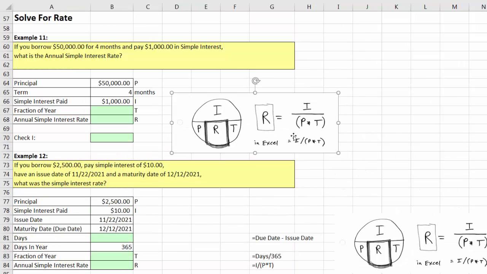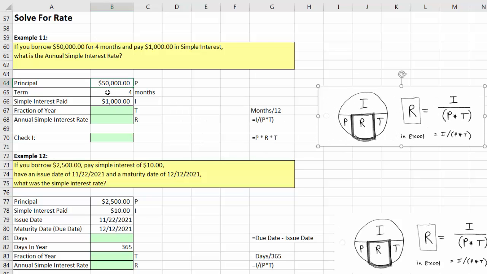And here's our formula. We're going to solve for that one. So that means we take interest in dollars divided by, in parentheses, principal times time. 50,000 for months and $1,000 of interest. Fraction of a year equals, well, there's the 4 months divided by 12 and enter. We're solving for the rate. Equals, well, there's the interest in the numerator divided by, in the denominator, there's the principal times whatever the time is. Close parentheses and enter. 6 pennies for every $1.